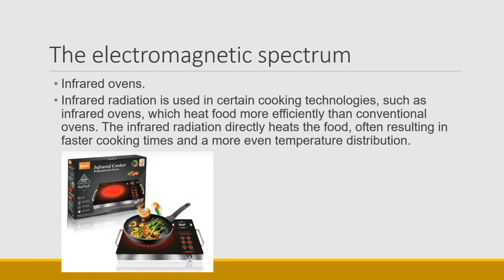Infrared ovens are a special type of oven, just like a microwave oven is a special type of oven that uses microwave radiation. An infrared oven uses infrared radiation. Now, usually these infrared ovens are used in industrial applications. We don't generally use them in our day-to-day lives, in our kitchens, but they use a cooking technology that heats food more efficiently than our conventional ovens because the infrared radiation directly heats up the food, and that results in the food cooking faster and in a more even temperature distribution of the food.